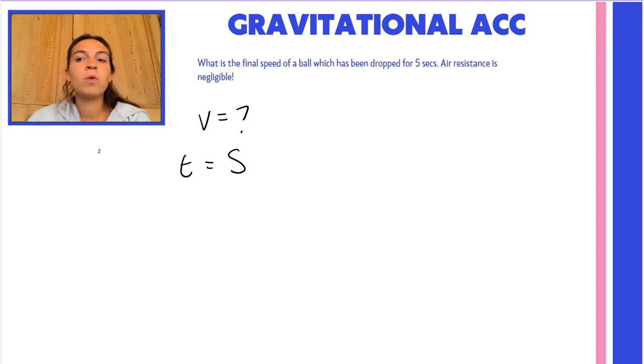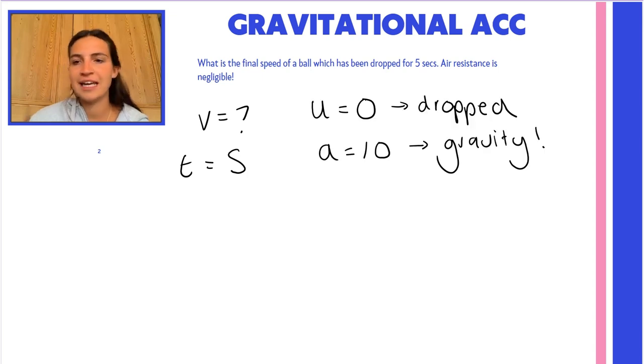Firstly, it tells me that my ball has been dropped. Since I'm dropping my ball, the initial speed of my ball must be 0 meters per second. So that's an extra piece of information that I have. And then I'm dropping my ball and air resistance is negligible. So the only force acting on my ball is its weight, pulling it down. So it must be accelerating just due to gravity, and we should know that that means its acceleration would be 10 meters per second squared. Okay, that's one of the things that we have to learn for our GCSE.